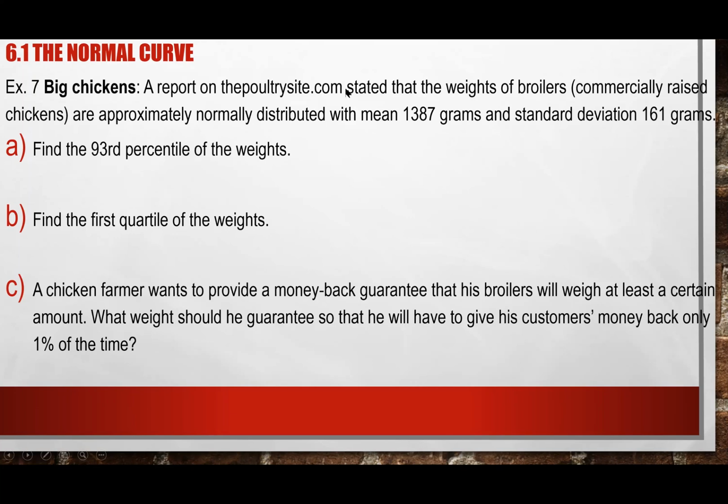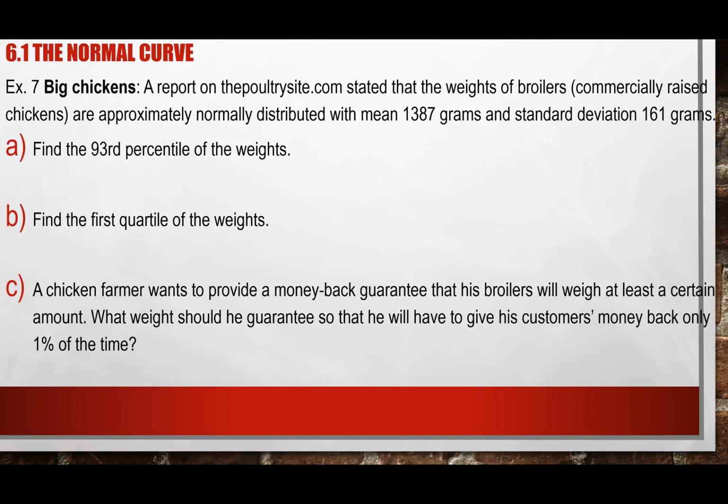So looking at this, this is the story they give you, right? A report from the poultry site states that the weight of broiler commercial raised chicken is approximately normal, which basically tells you that it's a bell-shaped curve. The mean is 1387 gram, and the standard deviation is 161 gram. So the spread out is a lot, 161, right? They want to find the 93rd percentile of the weight. So what does the chicken weight have to be to be considered at the 93rd percentile, right?